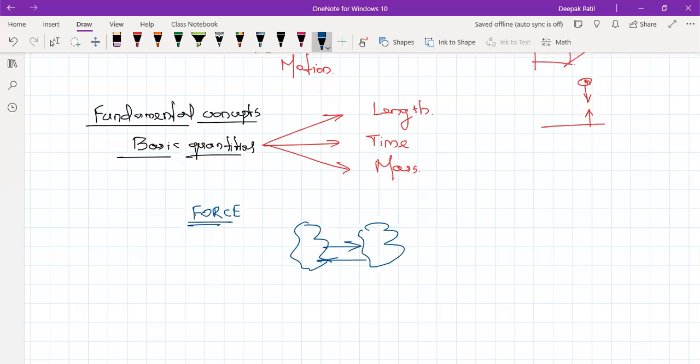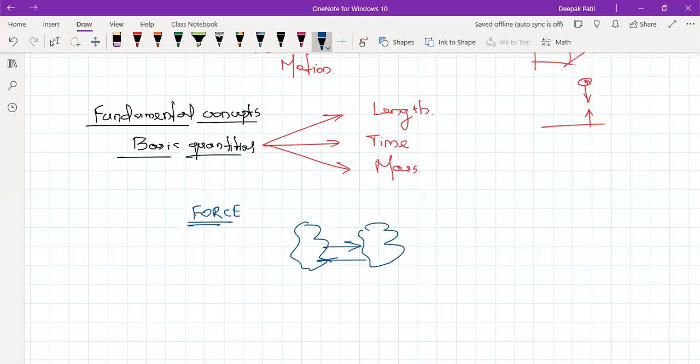Electromagnetic, or electric, magnetic, gravitational. Many are there, which are also a kind of force, but the bodies are not in contact with each other, so still they are exerting force on each other. So that kind of thing is actually also called a force.